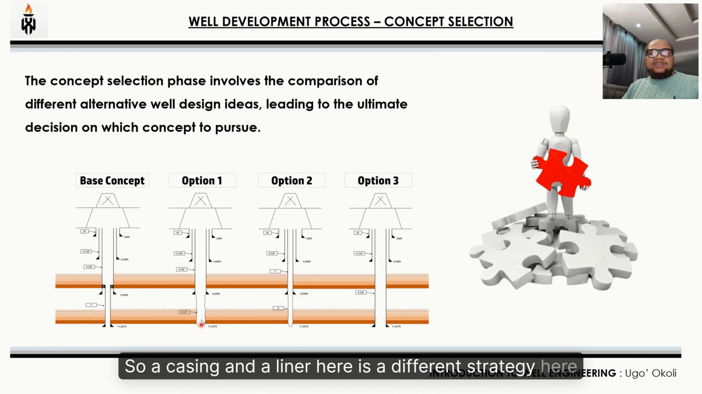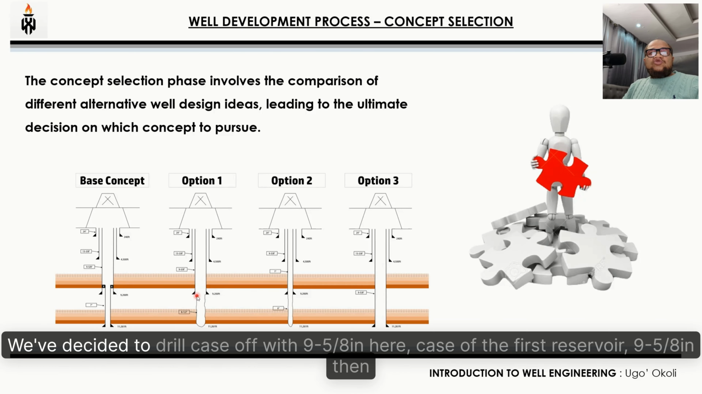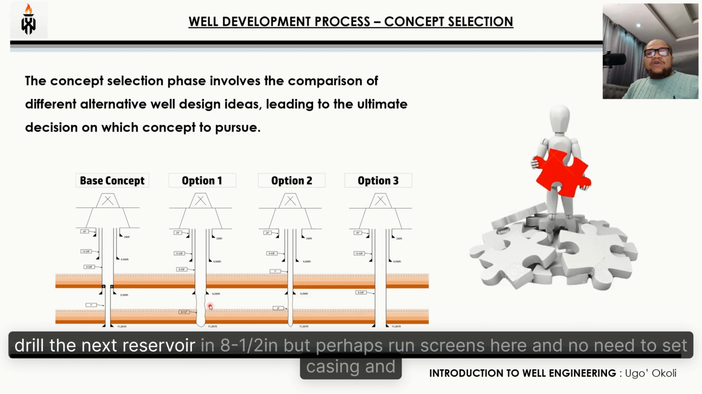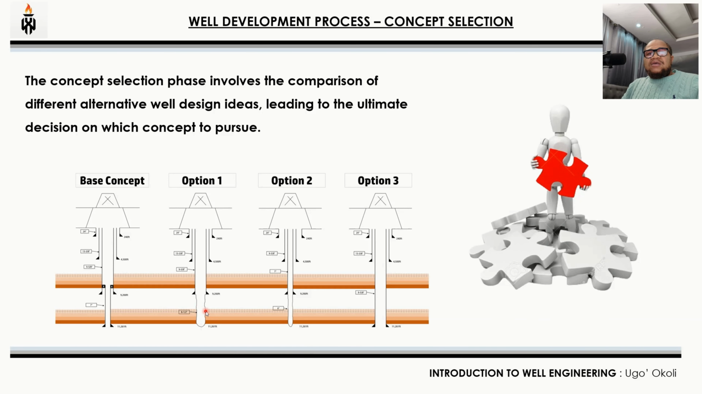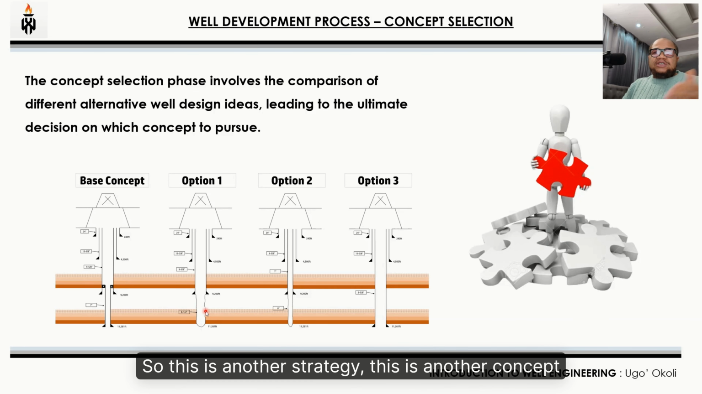Here is a different strategy. Here we've decided to drill and case off the first reservoir with 9 5/8, then drill the next reservoir in 8.5, but perhaps run screens here with no need to set casing and cement. So this is another strategy, another concept.